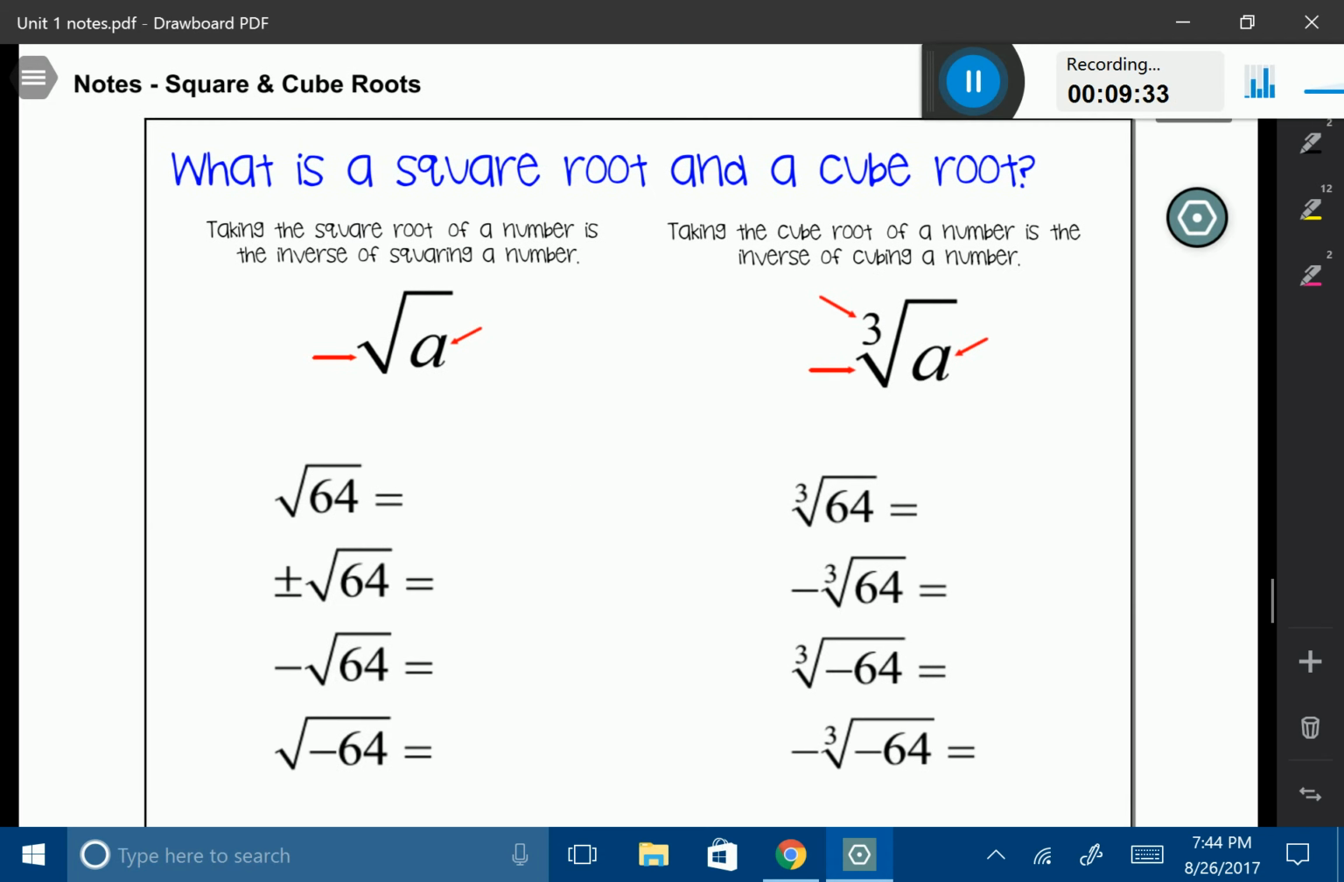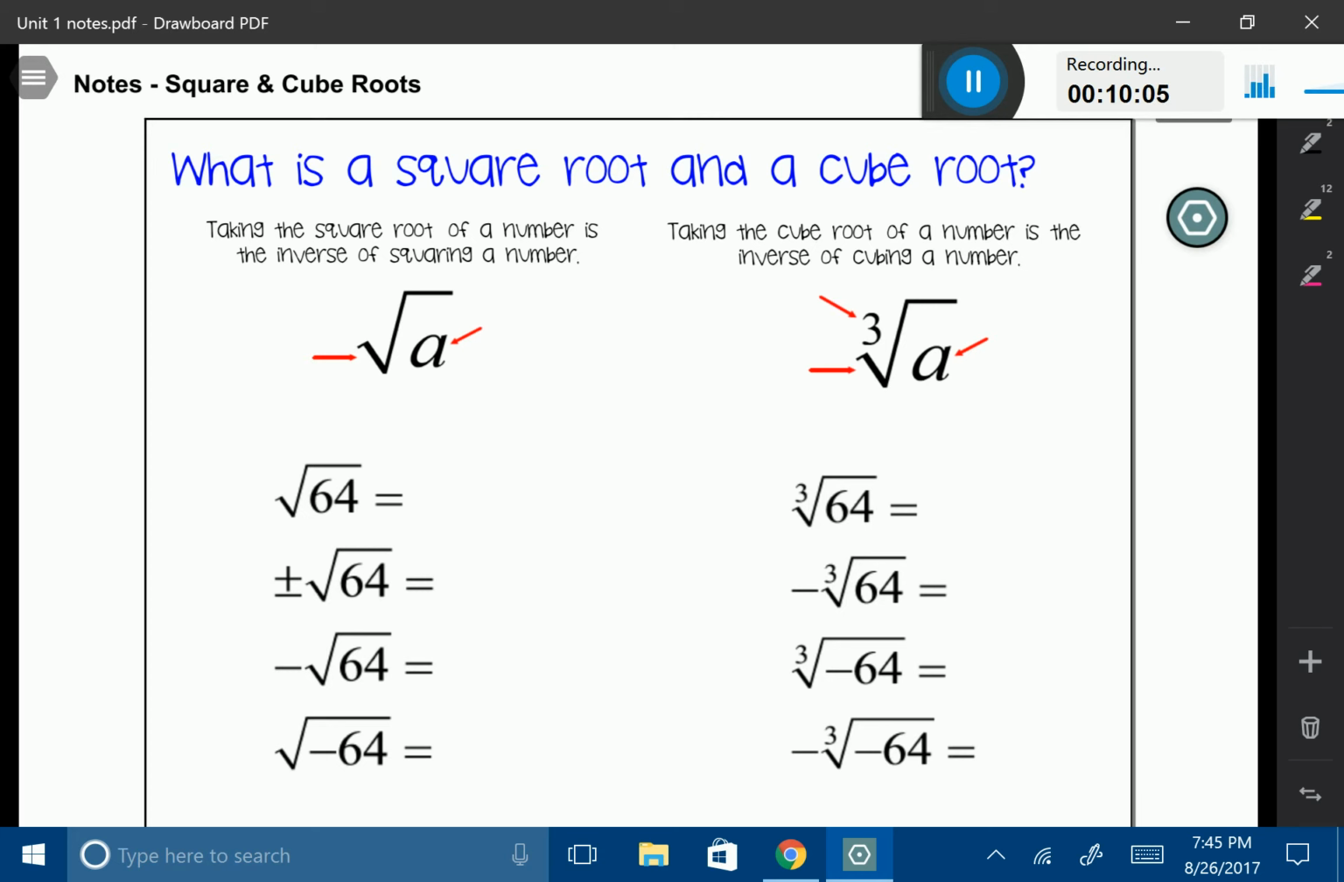Okay, so let's talk more about the square root and the cube root. So taking the square root of a number is the inverse of squaring a number. So if you're squaring a number, if you want to do the opposite of that, you actually take the square root of it. And this is what a square root looks like. Same thing with a cube root. If you take the cube of a number, like x cubed, if you want to take the opposite or the inverse, you take the cube root of that number.